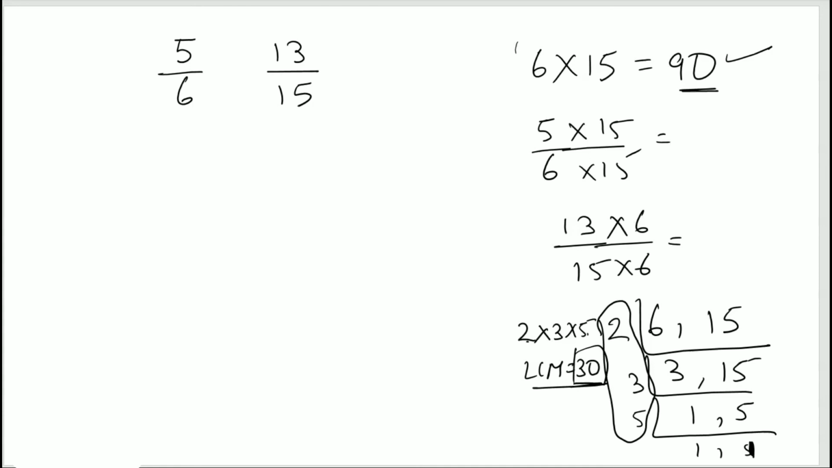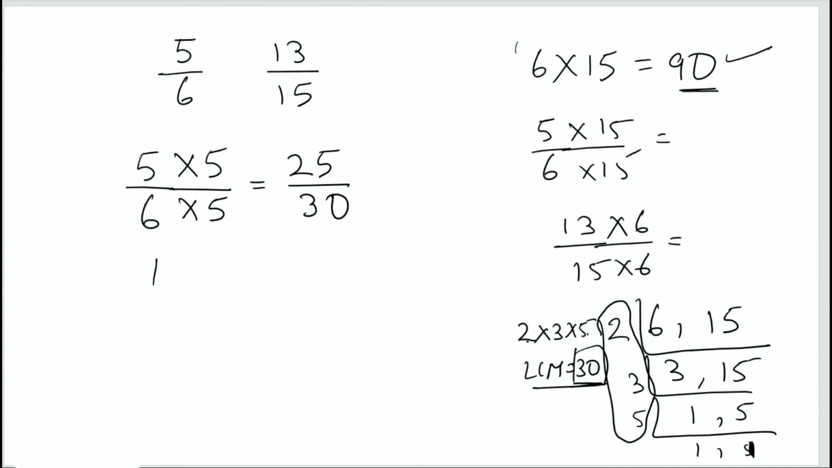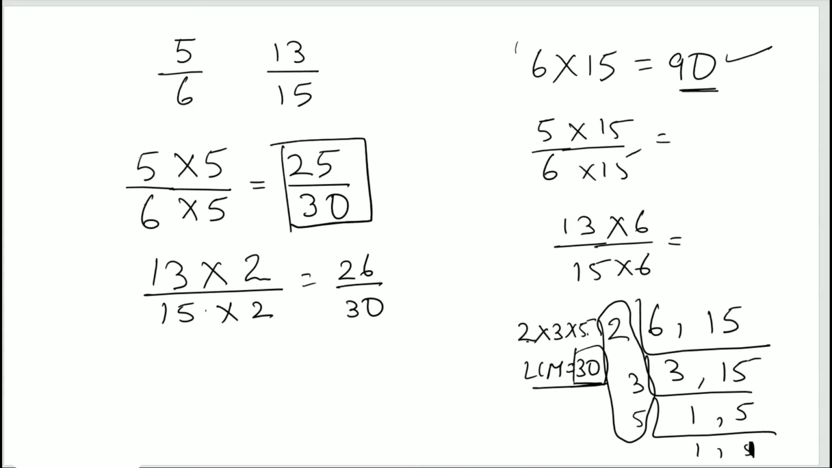So let's convert these fractions into equivalent fractions with denominator 30. So 6 times 5 is 30, right? So we need to multiply 5 in the numerator also. That's 25 over 30. And 13 over 15: 15 times 2 is 30, so multiply the numerator by 2 also. 26 over 30. So I got 25 over 30 and 26 over 30.